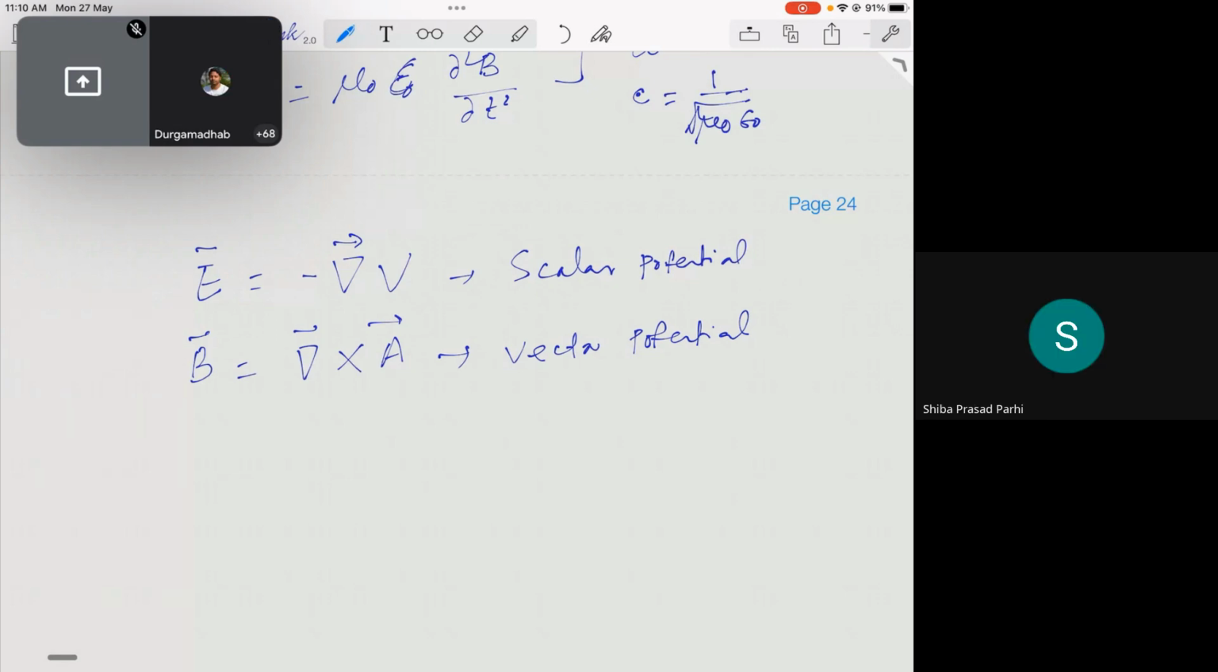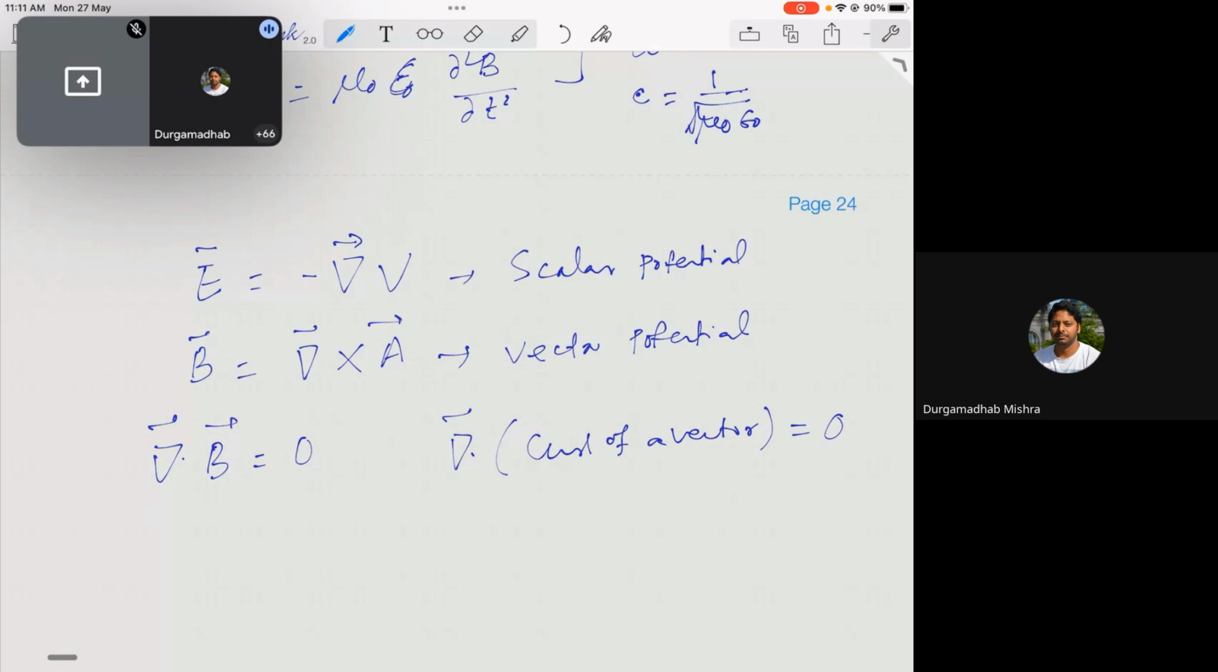Okay, so why can we write it like that? Because we know that del dot B is 0, and we know that the divergence of the curl of a vector is always 0. So this is a vector identity. And that's why, in place of the curl of a vector, we are writing some arbitrary vector A, and this is what we are calling the vector potential. So here the potential is a vector quantity.